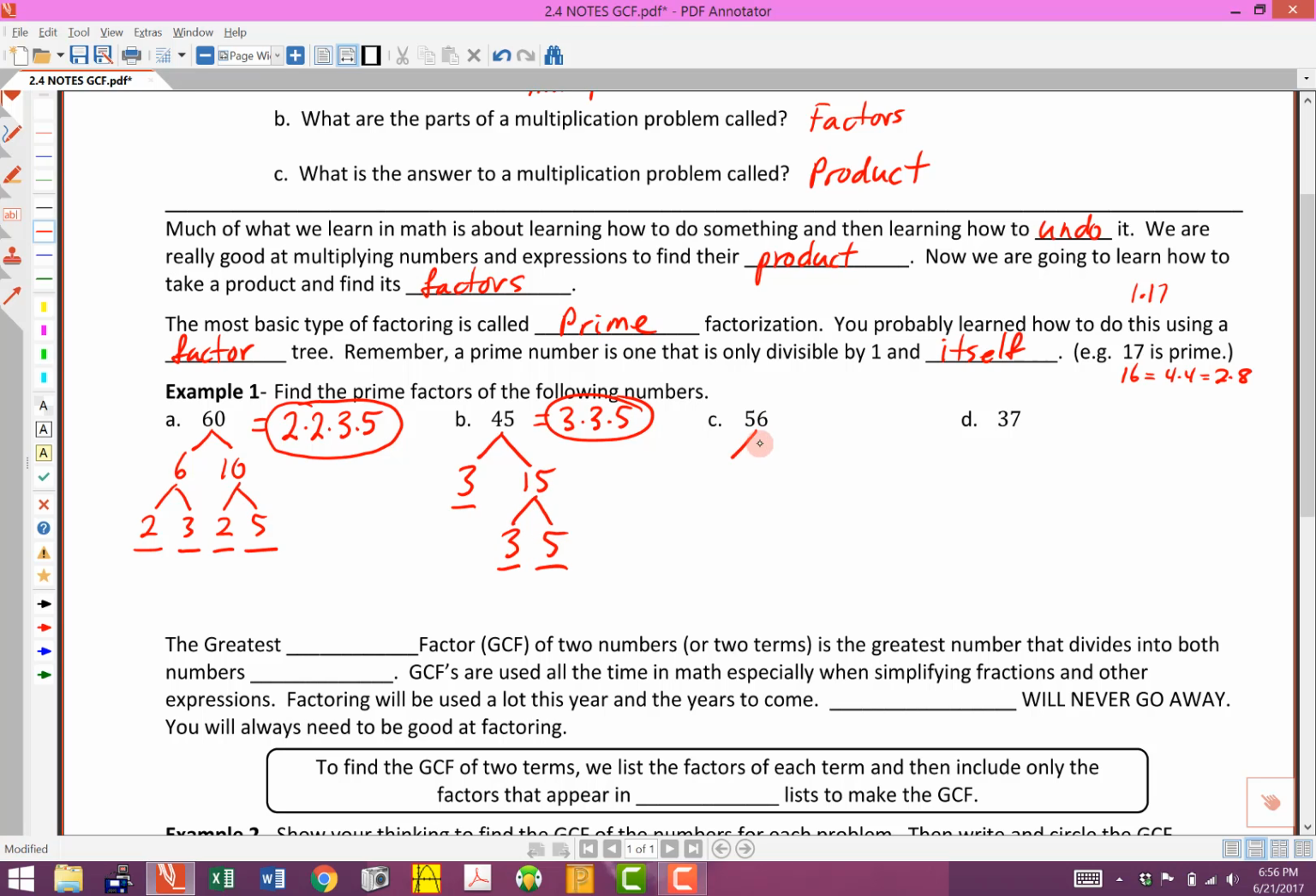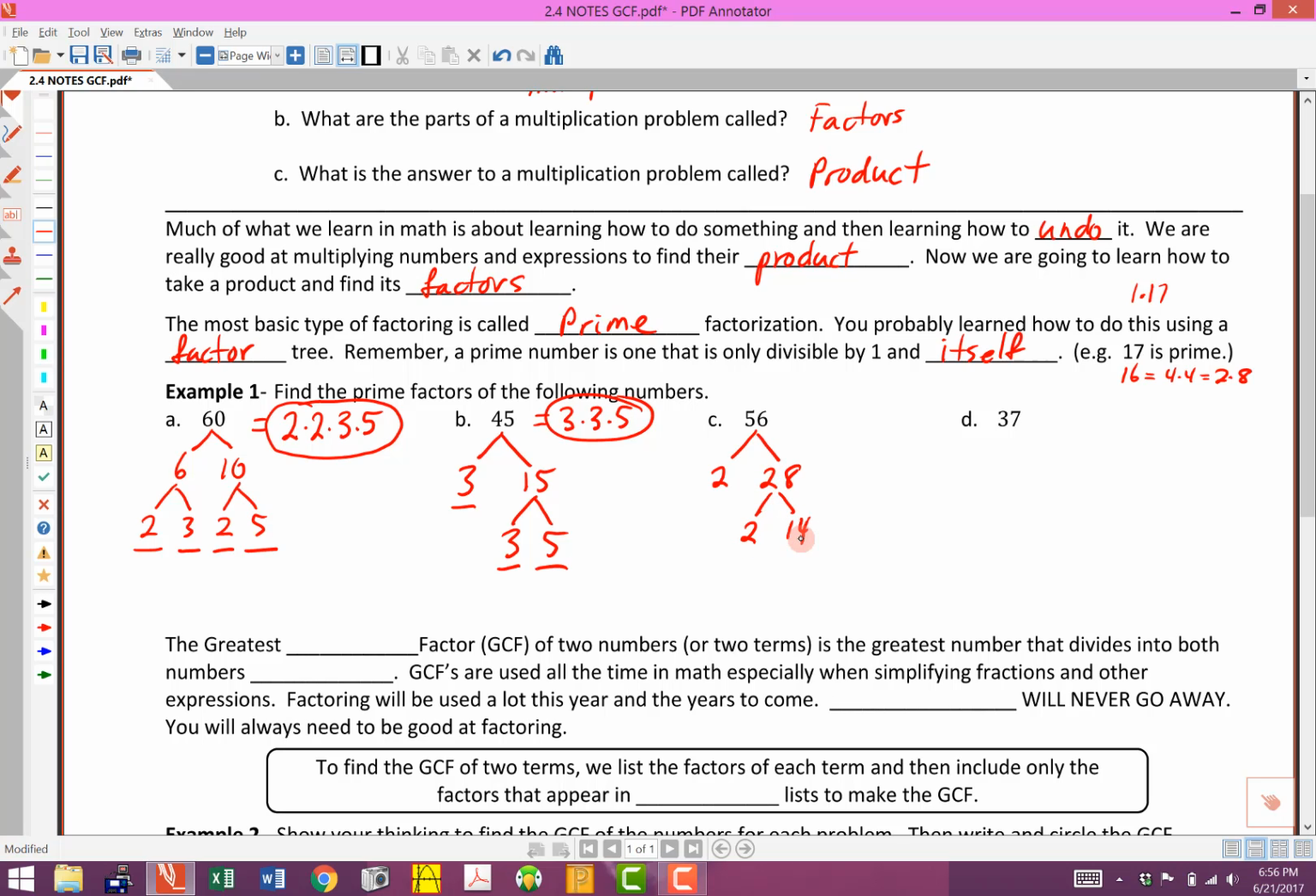So let's do 56. Now, you may have a number that pops into your mind or a couple numbers that multiply to be 56. If you do, that's great. I'm going to say, well, that's an even number, so I know 2 goes into it. If I do 56 divided by 2, 50 divided by 2 would be 25, so it's got to be a little bit bigger than that. It's actually 28.